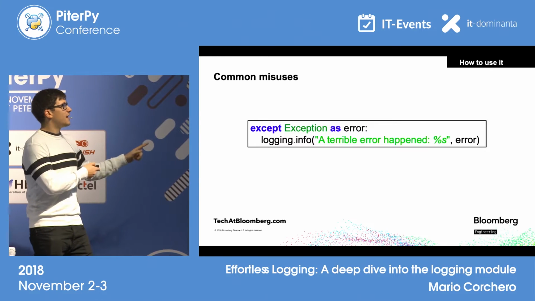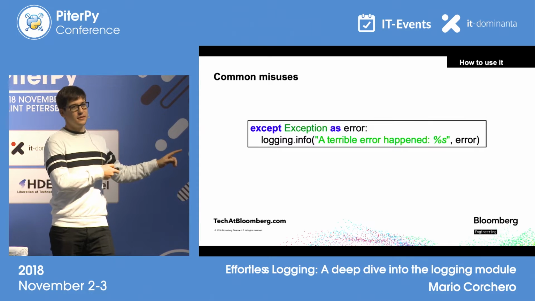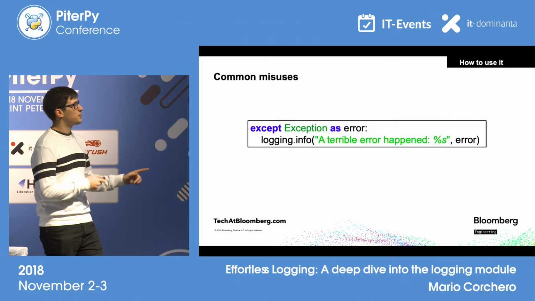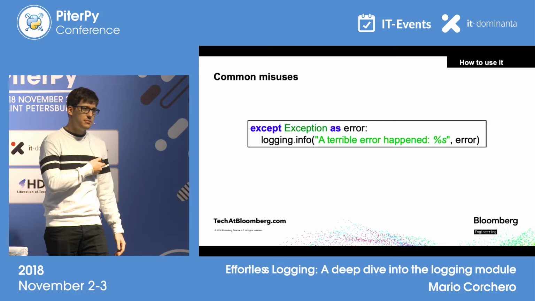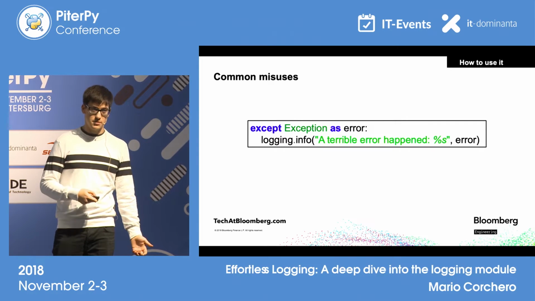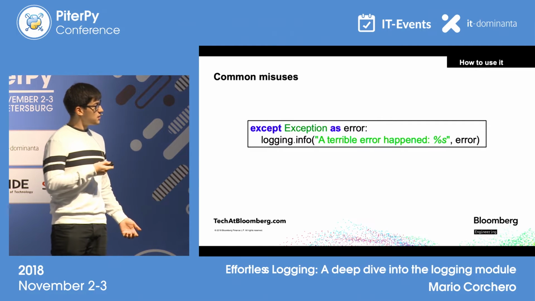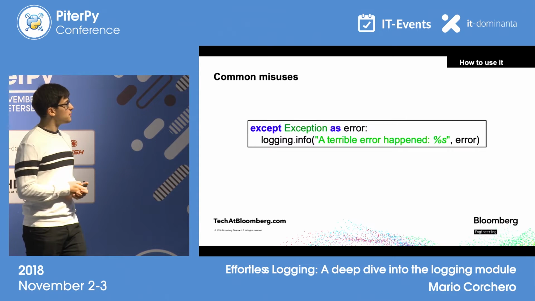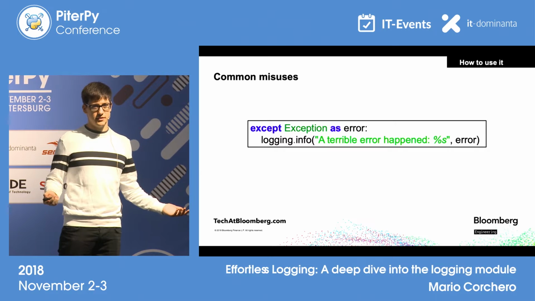How many people have seen this line somewhere in their code? Basically there's a logging.info and they put the exception here. Yes, and I hate it when I see this. And you wonder, why do you hate this, Mario? The problem is, if you catch a general exception, this exception might be a KeyError. And what this is going to do is just log the string representation of your exception. You know what's the string representation of a KeyError? The key that's missing. So if you have a dictionary and you try to access a key named data, you're going to have a nice and very informative error saying, a terrible error happened, data. How is that useful, right?